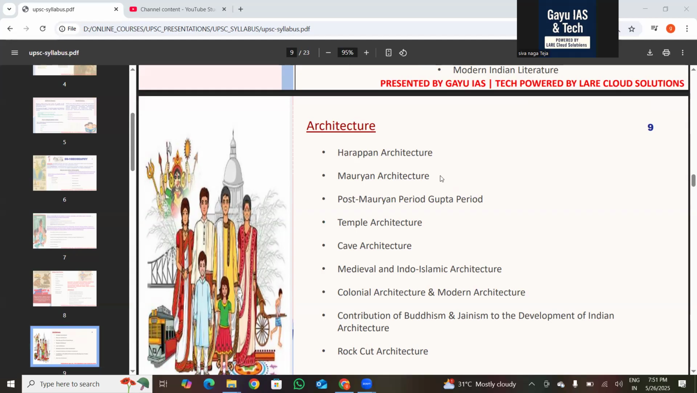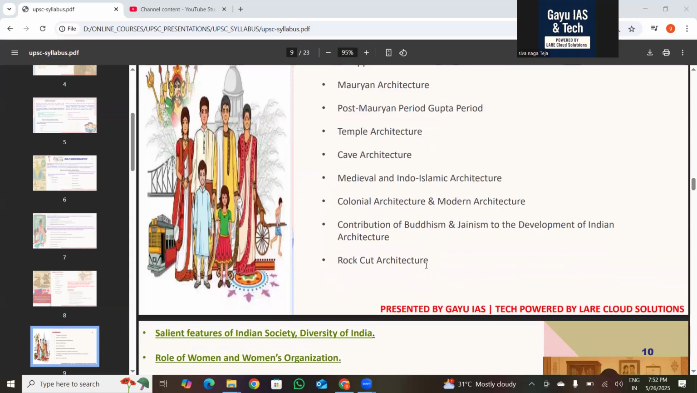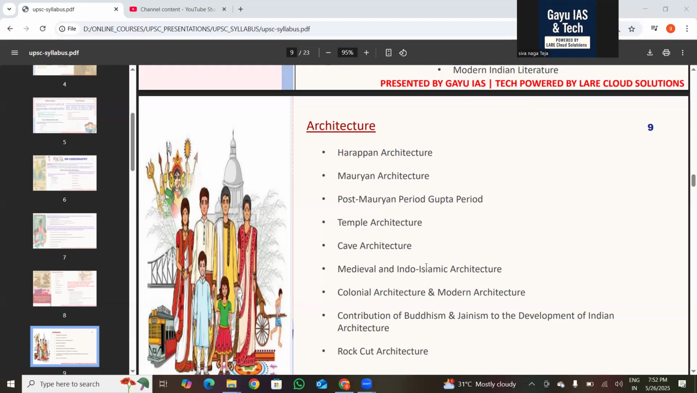In the architecture part, we are going to study the Harappan, Mauryan, whatever we have covered in ancient history. Harappan architecture, Mauryan architecture, post-Mauryan period, Gupta period, temple architecture, South India, cave architecture, medieval and Indo-Islamic architecture, colonial architecture, and modern architecture, and the contribution of Buddhism and Jainism to the development of Indian architecture and rock-cut culture. This we are going to study in the architecture part.